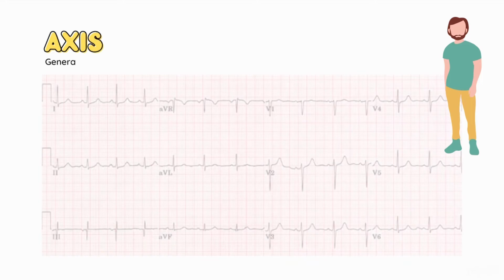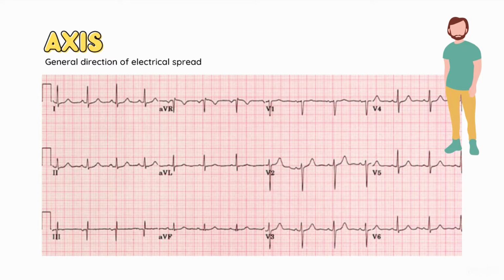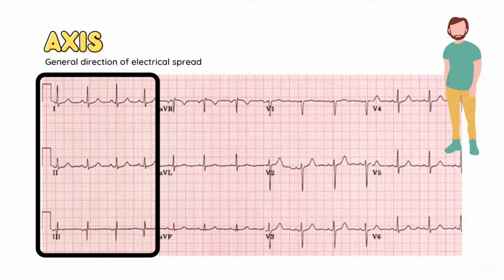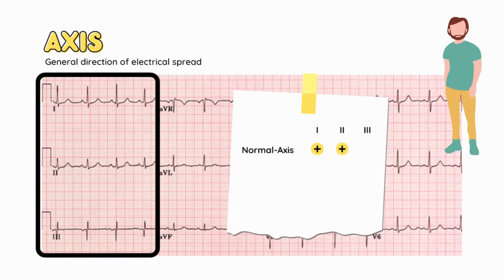First, let's assess the axis of Anthony's ECG. The axis describes the general direction of electrical spread within the heart. To assess the axis, we look at leads 1, 2, and 3. A normal axis goes from the 11 o'clock position within the heart to the 5 o'clock position, which translates to positive leads 1 and 2.